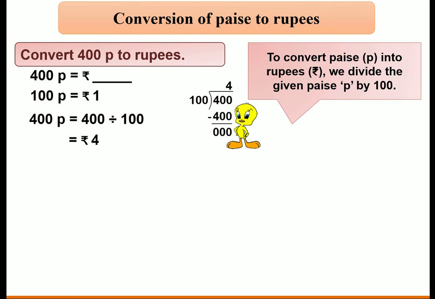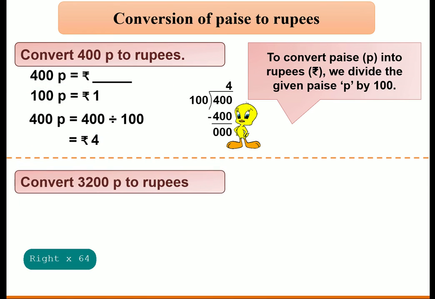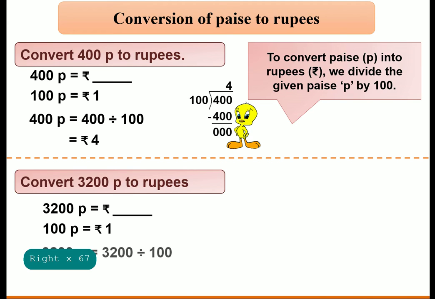Now taking the next example, convert 3200 paisa to rupees. 3200 paisa is equal to rupees dash. 100 paisa is equal to rupees 1, we know that. This is the formula. So we want to divide 3200 by 100.